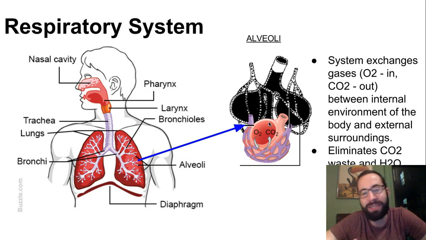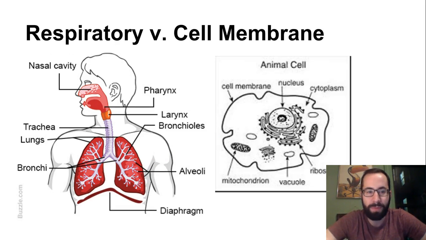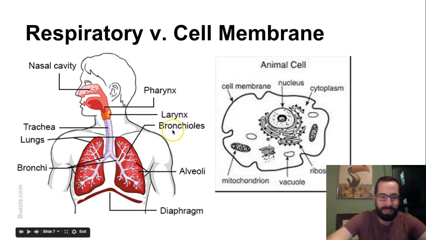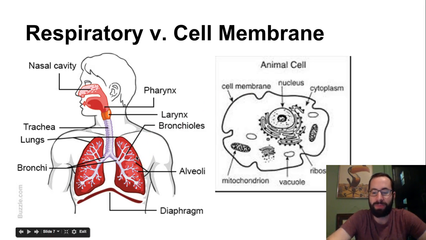And the way that these processes take place is by the process of diffusion. Diffusion allows oxygen to come into our body and carbon dioxide out of our body. The respiratory system also is oftentimes compared to the cell membrane. If you're comparing a multicellular organism and a unicellular organism, it's the cell membrane that's responsible for the exchange of gases like carbon dioxide and oxygen that lets things in and out, just like the lungs inside of our respiratory system.